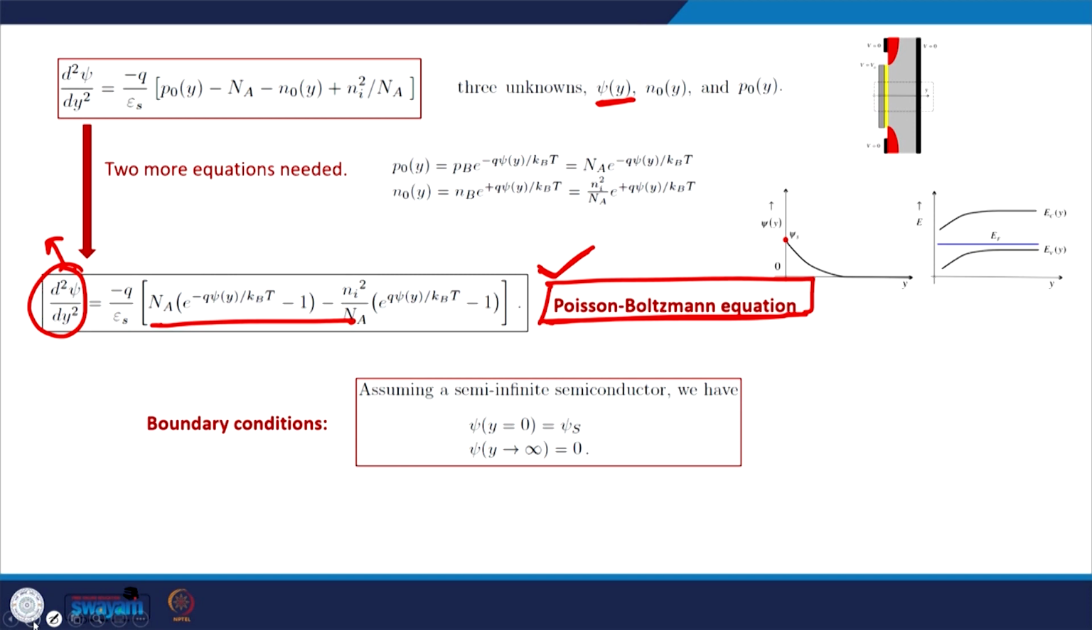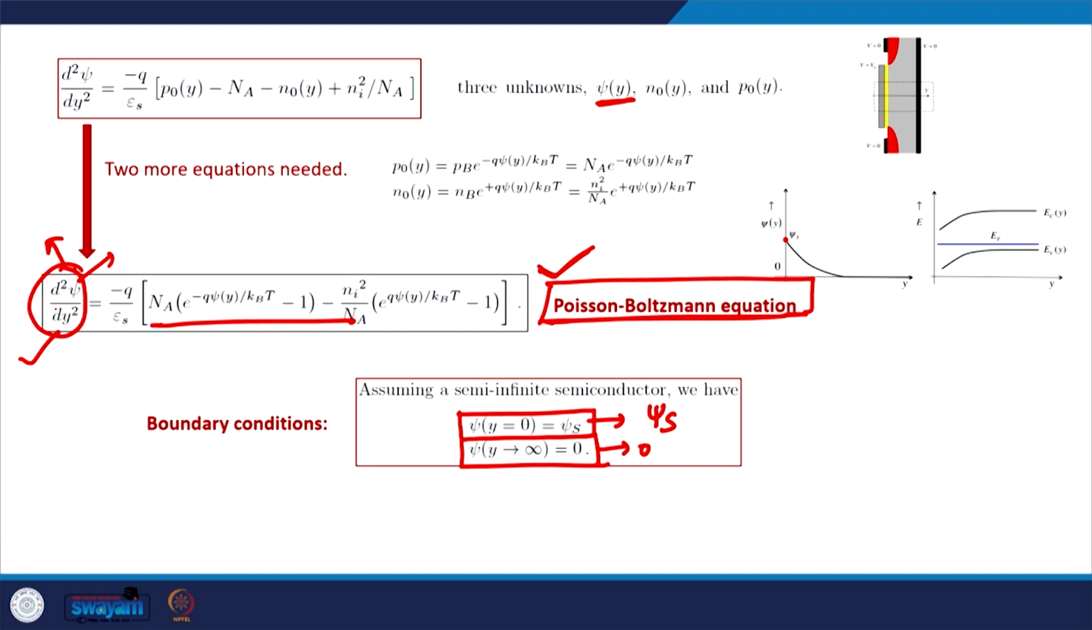In order to do this, we would also need the boundary conditions. The boundary conditions are that the electrostatic potential right at the interface at y equal to 0 is psi s, and the electrostatic potential deep inside the semiconductor is 0. So with these two boundary conditions and this Poisson-Boltzmann equation, we can solve for the potential in the semiconductor. This is one of the main things that we study in MOSFET electrostatics, that is the electrostatic potential inside the semiconductor.